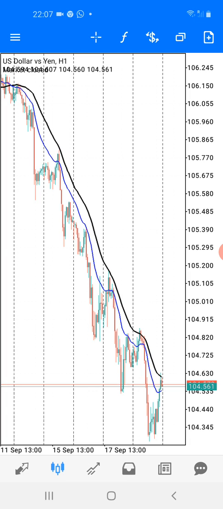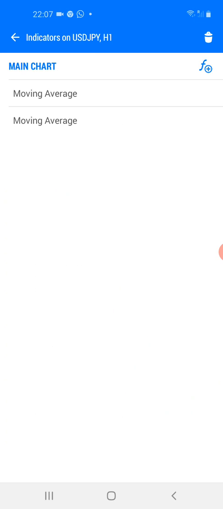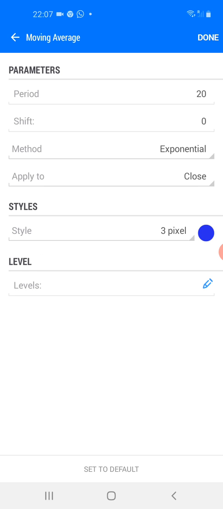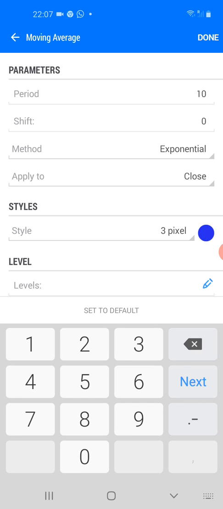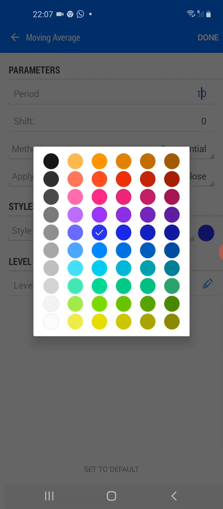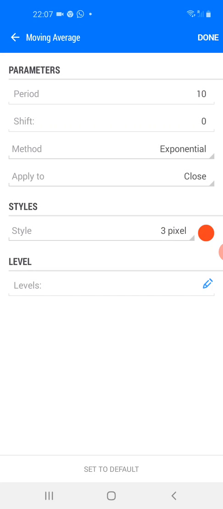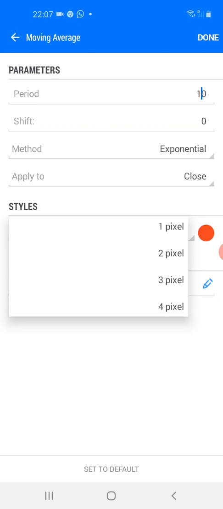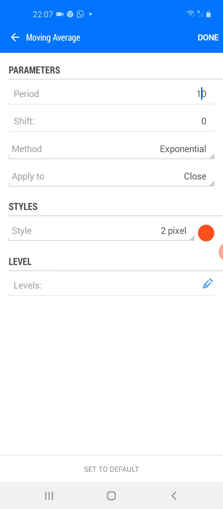Done. Then I go back again and select the same moving average here, and this time around I reduce it to 10 moving average. Then leave the method to exponential and change the color to red, and reduce the thickness to 2. It's just my own fancy way. You can change yours to whatever you wish.